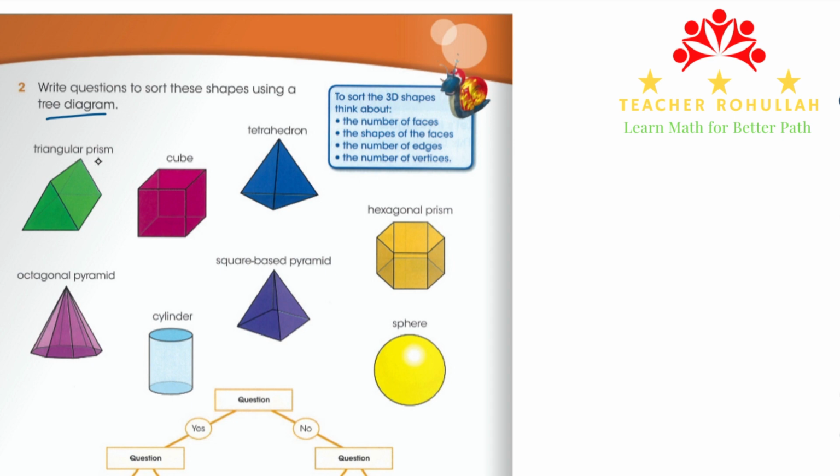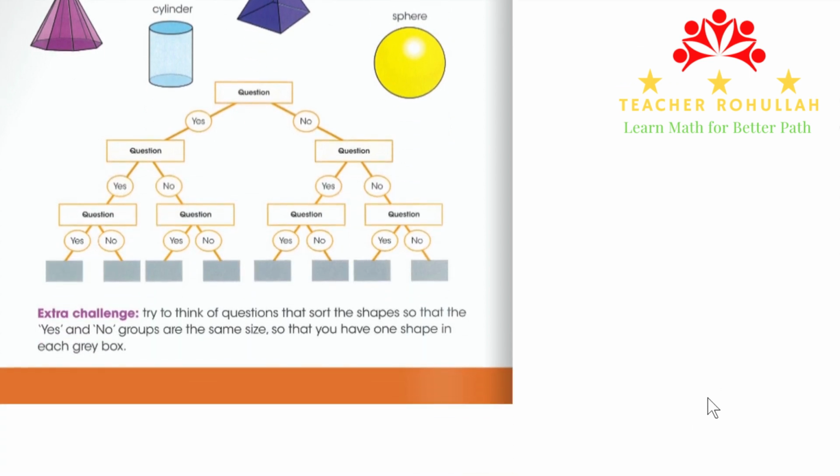The shapes that we have are triangular prism, cube, tetrahedron, octagonal pyramid, cylinder, square-based pyramid, hexagonal prism, and a sphere. And we are given a hint also over here. It says to sort the 3D shapes, think about the number of faces, the shapes of the faces, the number of edges, and also the number of vertices. And at the bottom of the page, let me scroll down, it says extra challenge.